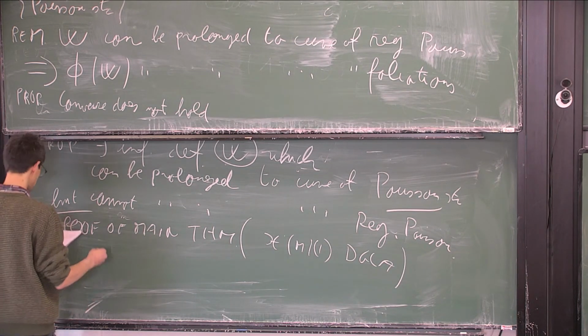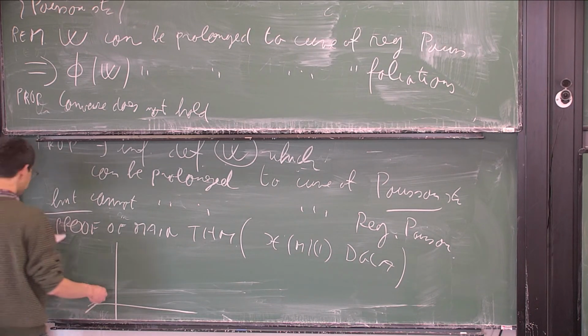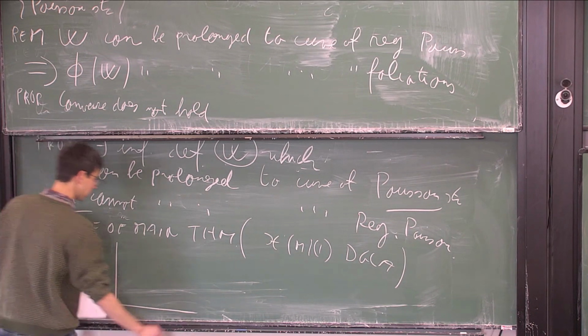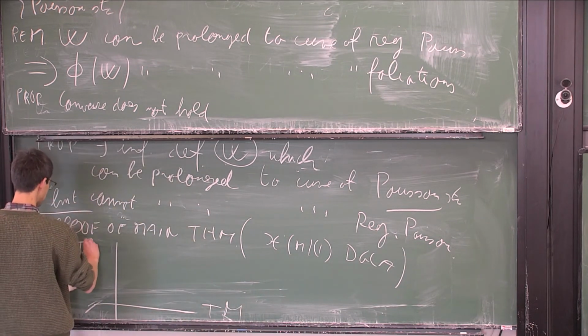So I will not say much because, well, I wanted to focus on other aspects. So let me start with the drawing. So this is a drawing of the Poisson algebroid TM plus T*M.